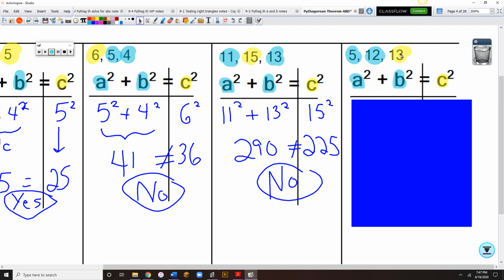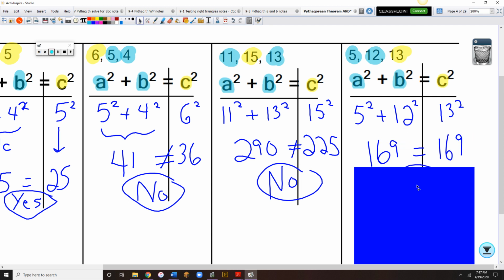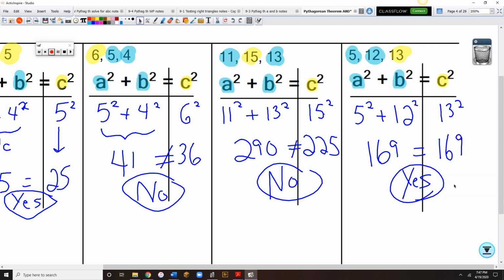5, 12, and 13. 13 goes in for C. 5 squared plus 12 squared is 169, and 13 squared is also 169. So that is yes, that would form a right triangle.